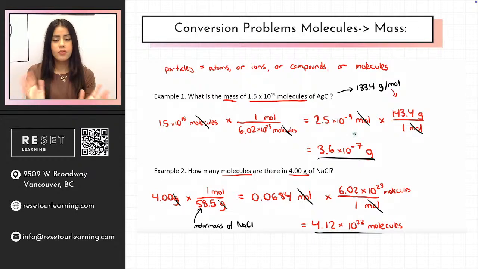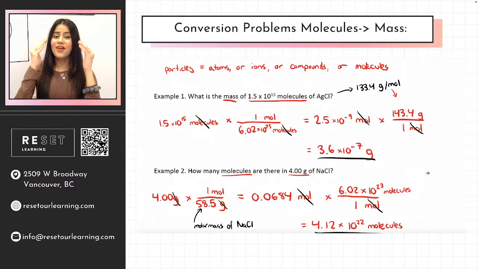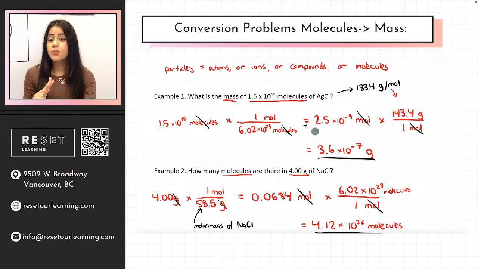Now, last step, we go from moles to mass. So find the molar mass of AgCl. I got 133.4. I think I misput that. You will multiply it by your molar mass and then you'll get your final answer. Okay. Again, why is it that? Because it's grams per mole. Your grams will go on the top because your question is asking you to find the mass, which has to be in the grams. Okay.